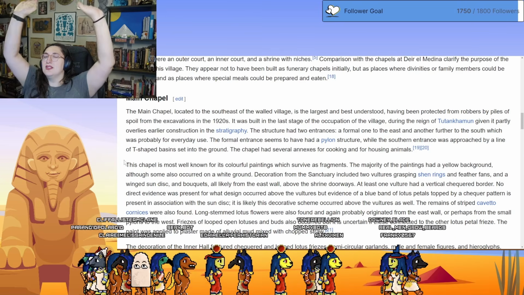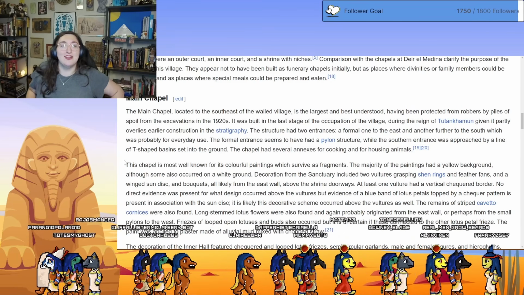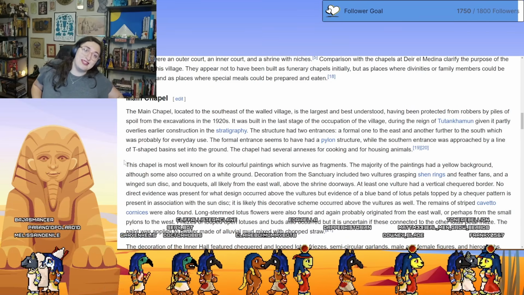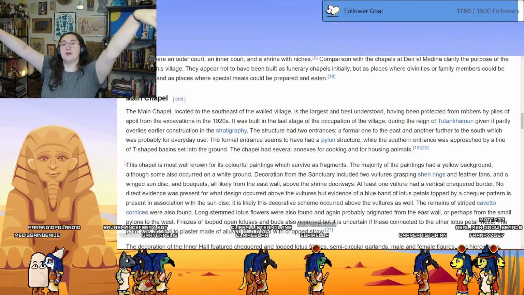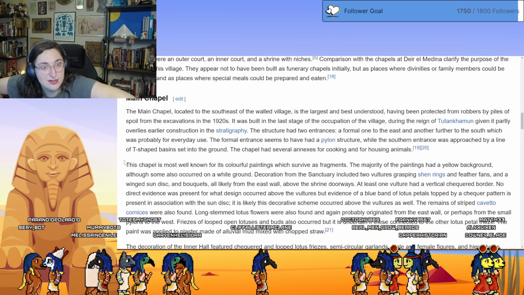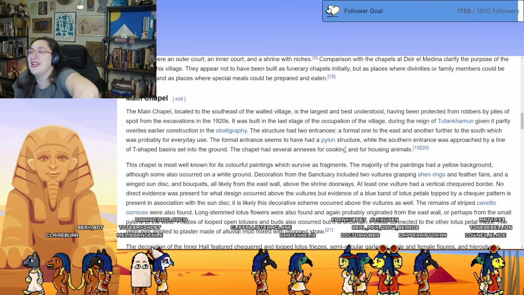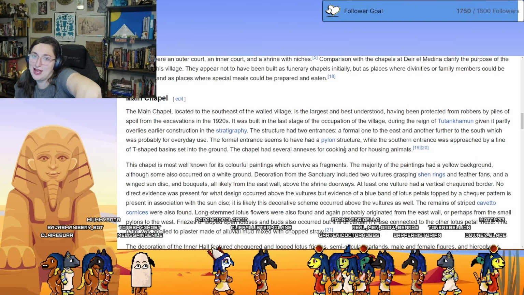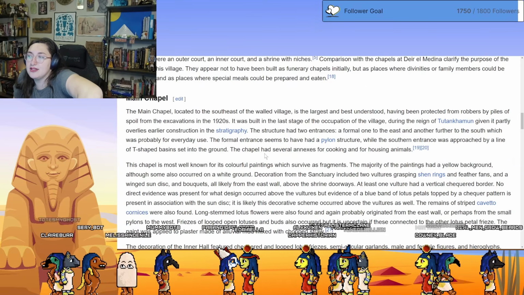Oh, we love this, but we also hate this. Essentially what it's saying is that in the 1920s, after they did the excavation, they took all of the extra dirt and put it into a giant pile, which we call a spoil heap. And luckily that spoil heap was right on top of this chapel. So no robbers went looking for it, because it was protected by that, which is stupid but crazy. It had 2 entrances, a formal one to the east and another further to the south, which is probably for everyday use.